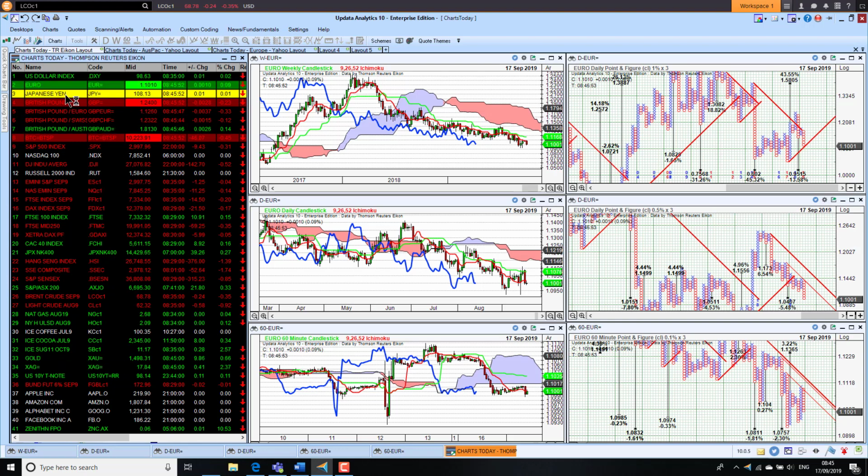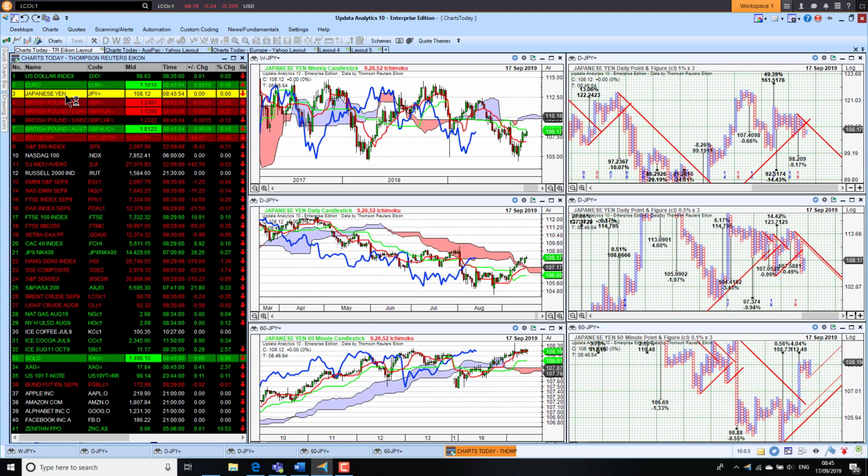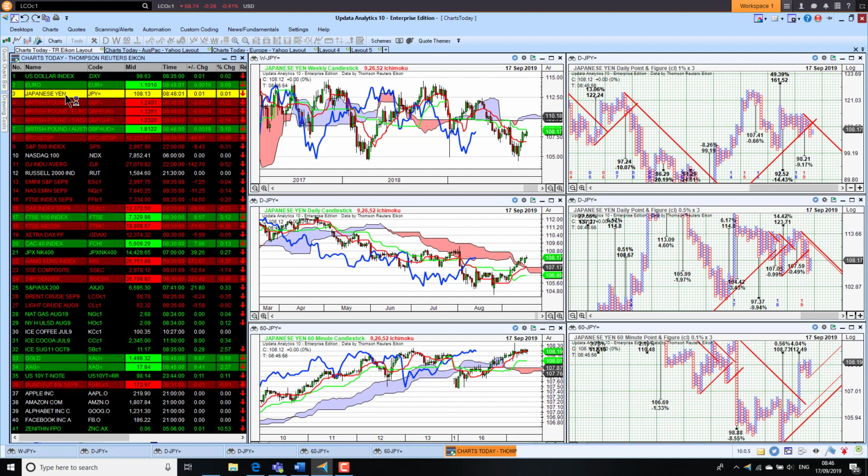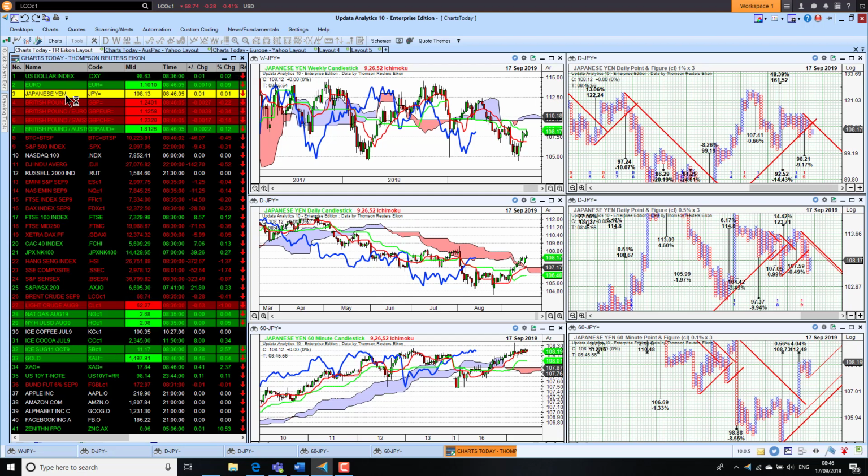The Japanese yen, we're seeing here, we're bullish on the dollar, so we're bullish above the cloud, and the yen is normally a good lead indicator for the dollar, so we're seeing the dollar bullish. That means we probably will see some dollar strength over the coming couple of days.